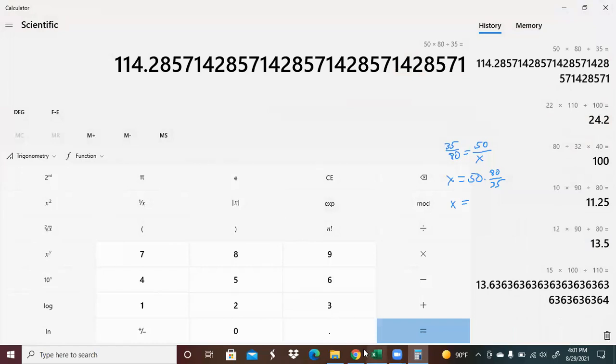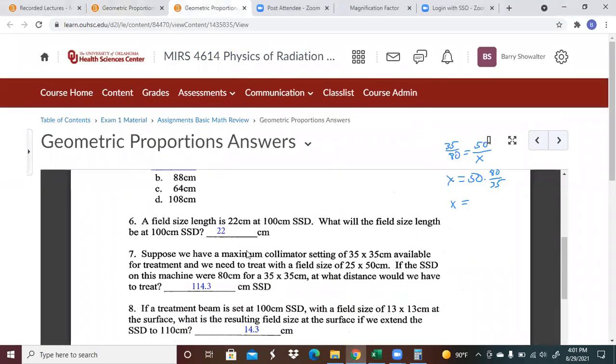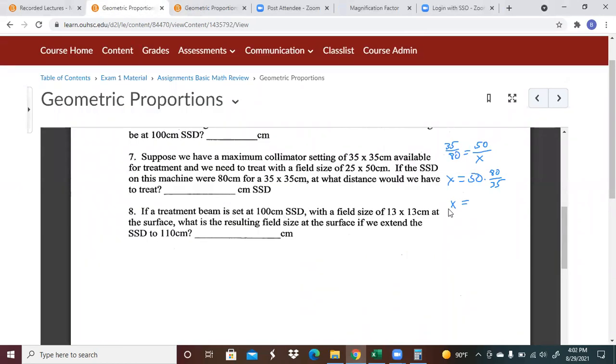So 114.2. Check the cheat sheet here and see if I've got that right. Ooh, look at that. All right. I'm going to leave that at a point because I don't think you can go to the hundreds place as far as trying to find the SSDs in a lot of clinical rooms, or there's a lot of room for error if you try that.